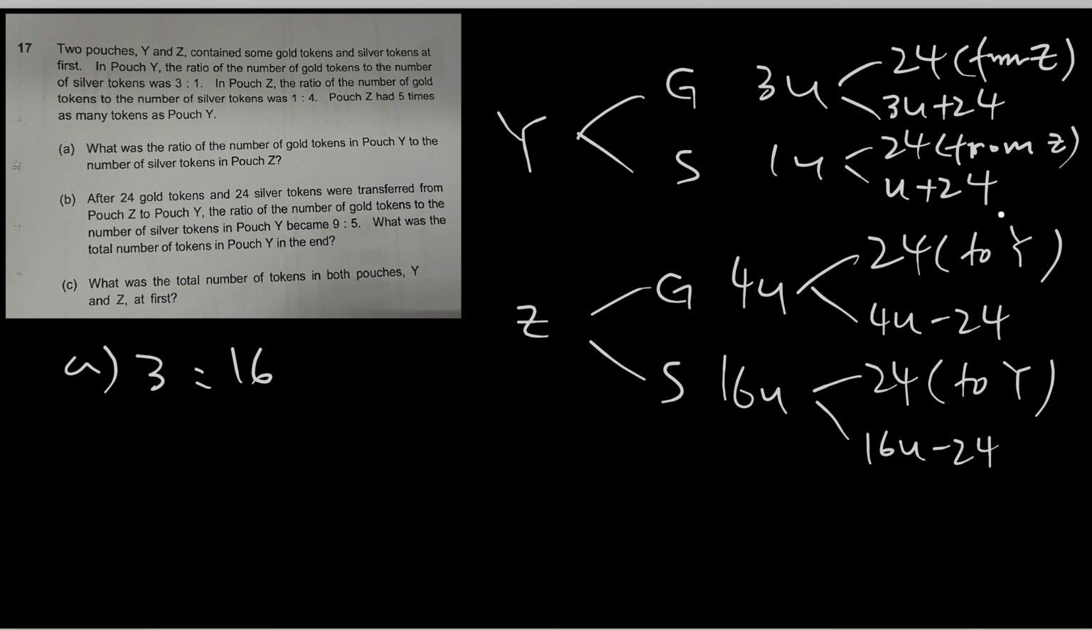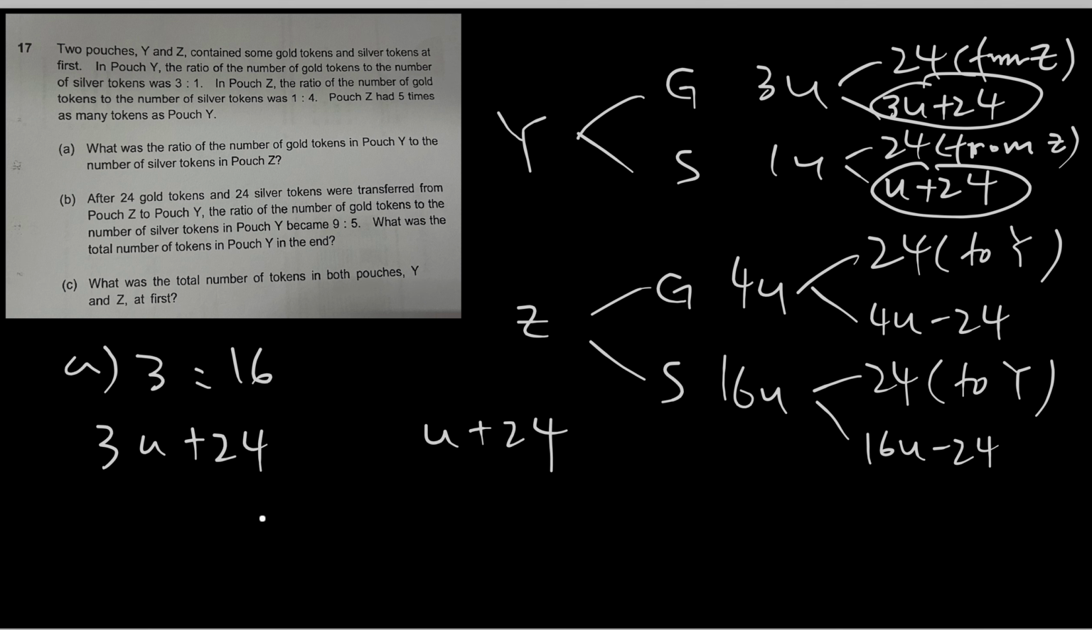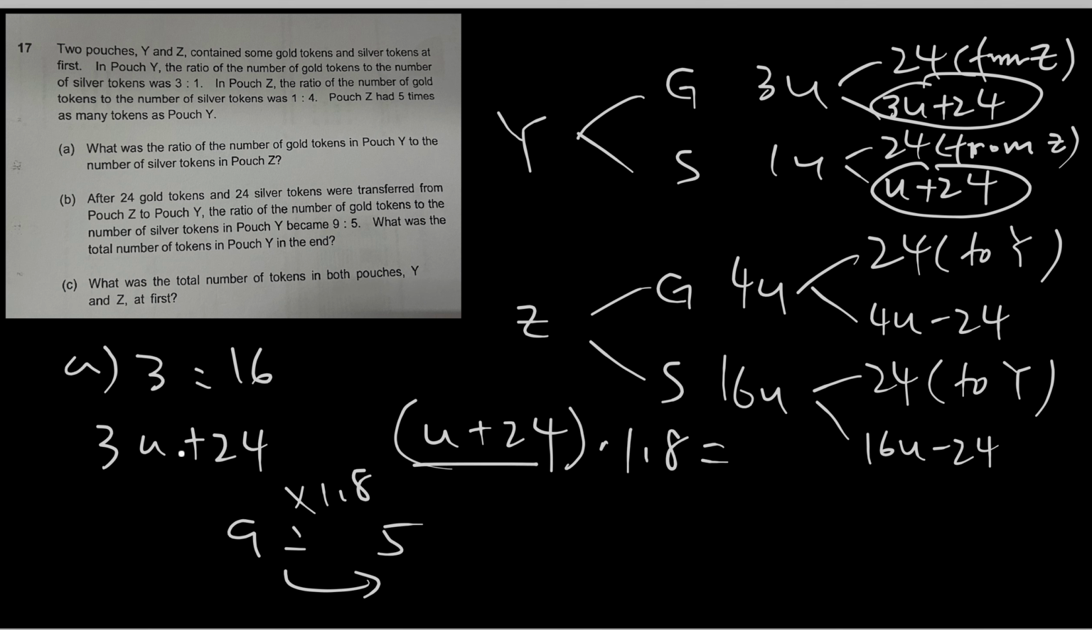Yes. Okay, so now they say the ratio of the number of gold tokens to the number of silver tokens in pouch Y is 9 to 5. So basically this is 9, this is 5, right? So 3U plus 24 to U plus 24 is 9 to 5. Okay, what's the meaning of 9 to 5? 9 to 5 means what's the factor here? So actually the factor is 1.8 times. Okay? So it means your silver times 1.8 will give you the gold. Does it make sense? Yes.